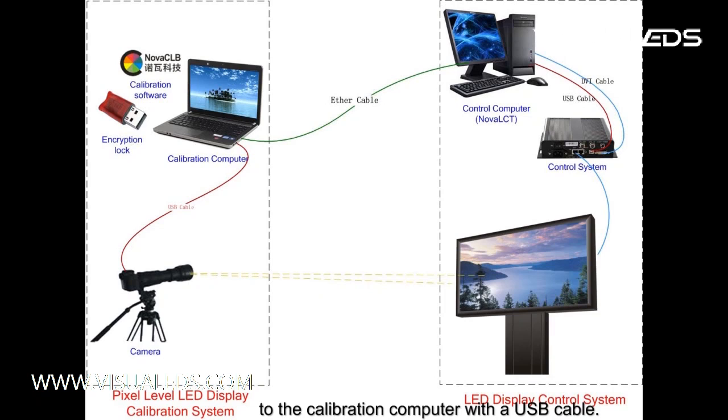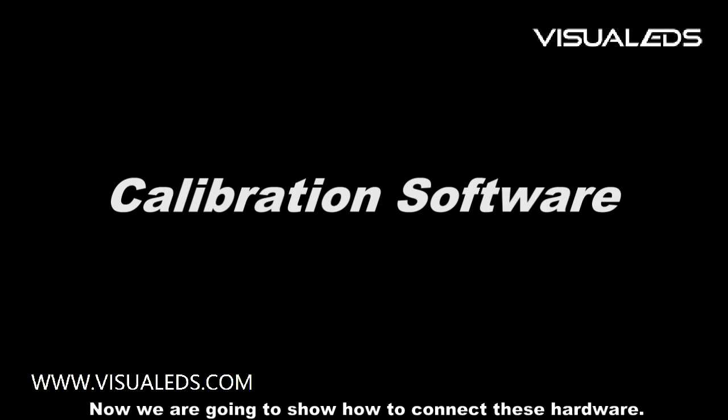Under the control of Nova calibration software, the camera gathers and sends the color and brightness information of every LED to the calibration computer with a USB cable. Then the calibration software will work out the calibration coefficient. The software will send it to the control computer, and the control computer will send it to the receiving card. The receiving card, which is in the LED display, will save the calibration coefficient and use it to show the effect of calibration.